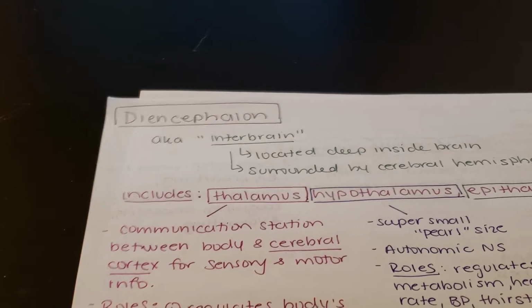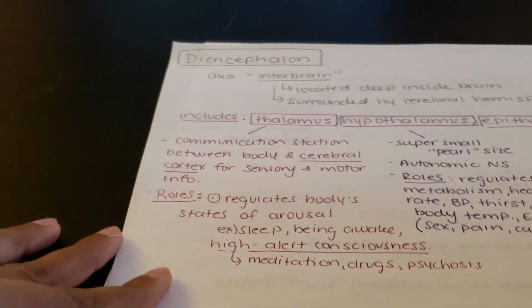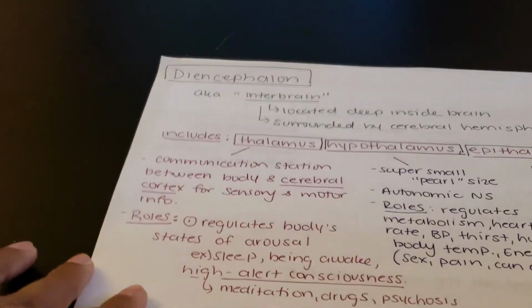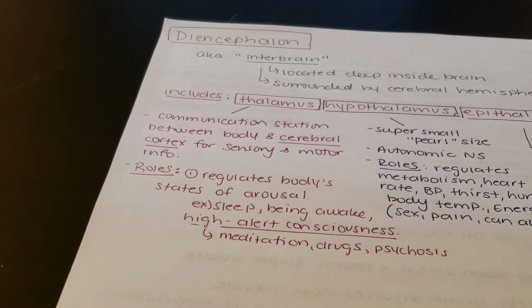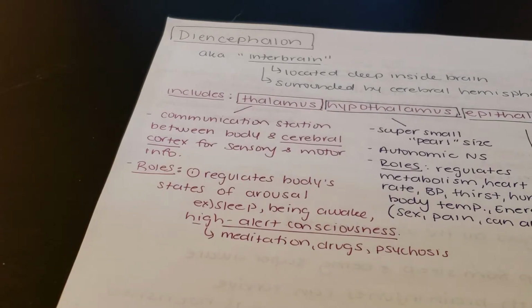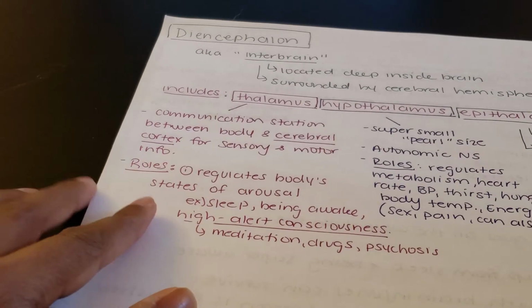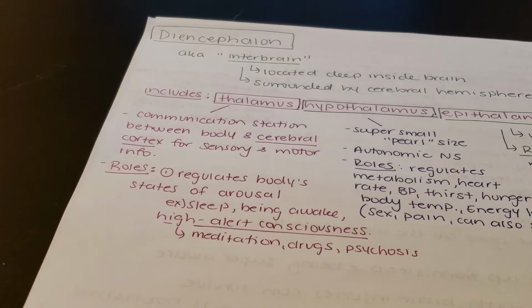So what exactly do the roles of the thalamus entail? The roles of the thalamus include regulating the body's states of arousal. Basically, this means that it regulates your sleeping cycles, when you're awake, and also when you're highly alert. So this could be due to medications that you take. It's kind of like you have an extra sense of your being. It could also be due to drugs that you take that are not good for you, and then kind of psychosis and meditation and stuff like that.